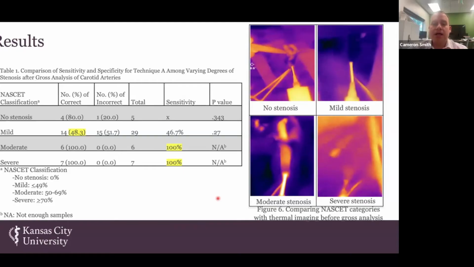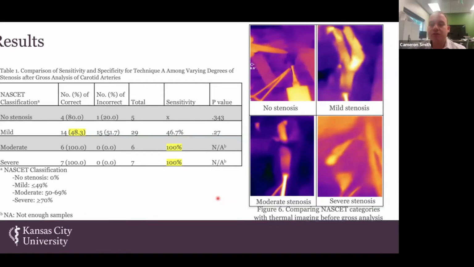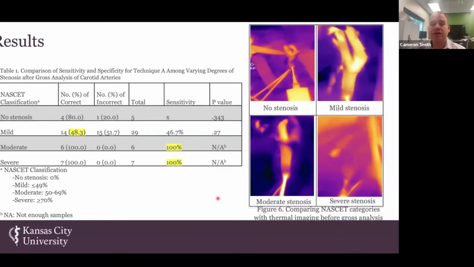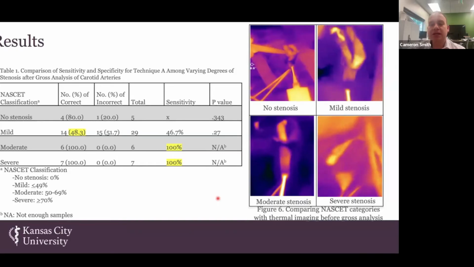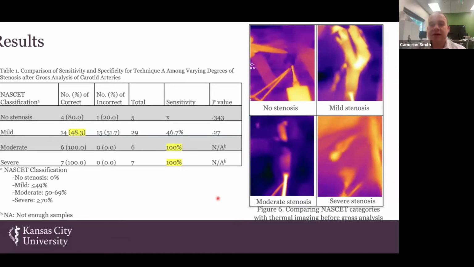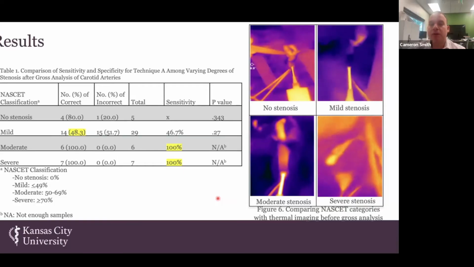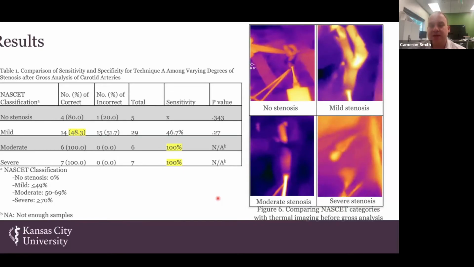With all this in mind, we showed that in both moderate and severe stenosis, we achieved 100% sensitivity in being able to classify them as moderate to severe on thermal imaging, after we opened them up grossly and had them examined by a board certified pathologist.